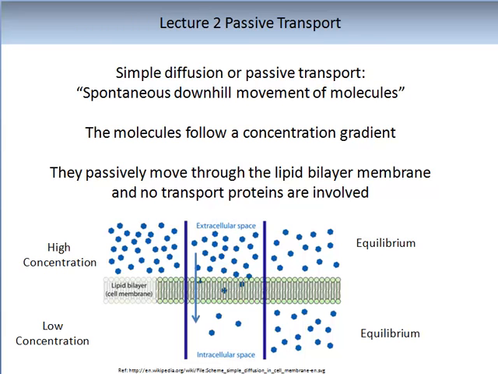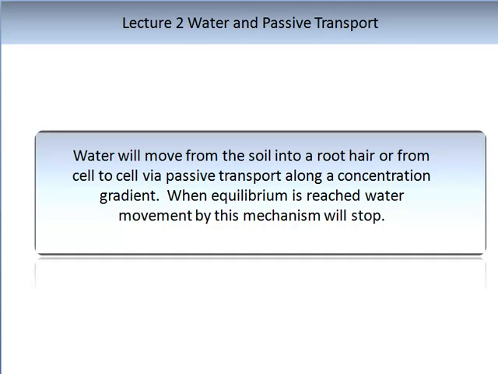This is passive transport. So to summarize, water will move from the soil into a root hair or from cell to cell via the process of passive transport. That is, water moves along a concentration gradient. When equilibrium is reached, water movement by this mechanism will cease.